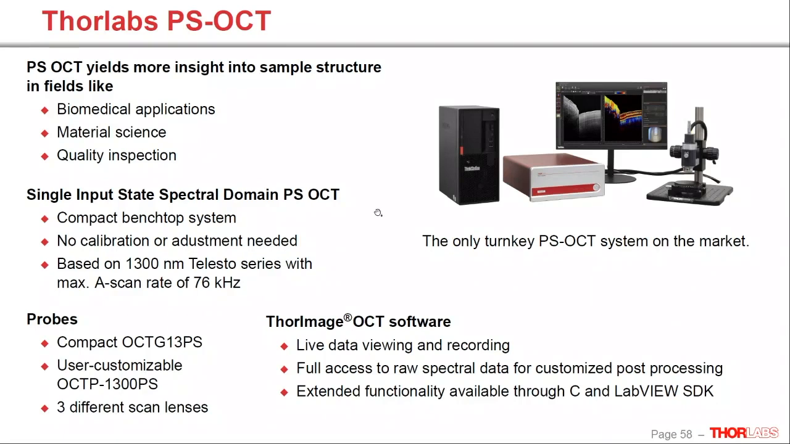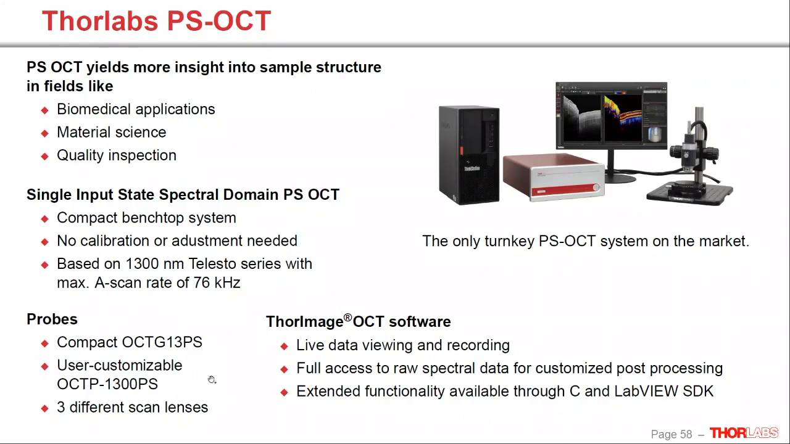So again, it's working at 1300 nanometers and has a maximum A-scan rate of 76 kilohertz. I've shown it in use with our compact scanner that we call OCTG, but it can also be combined with our user customizable scanner, the OCTP. And that scanner type allows you to adjust the optical path in the scanner, so to maybe add other modalities like fluorescent imaging. You can also add our standard 3 different scan lenses to change the magnification, so the lateral resolution or the field of view.